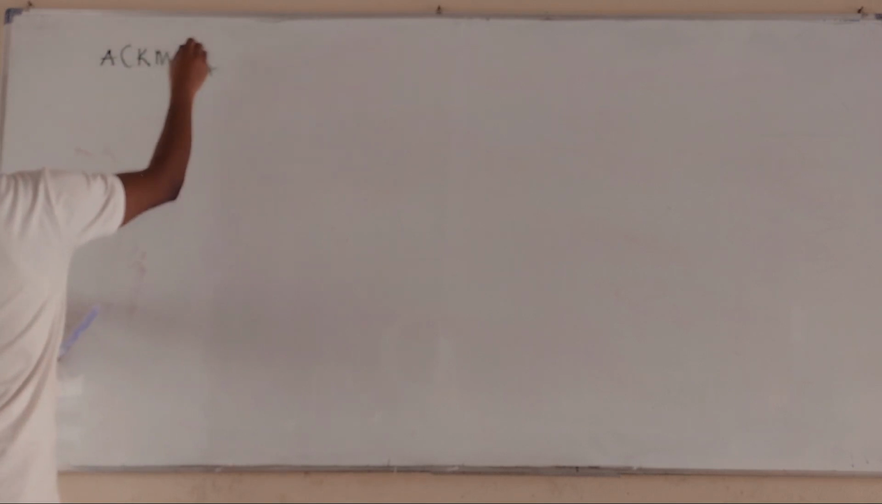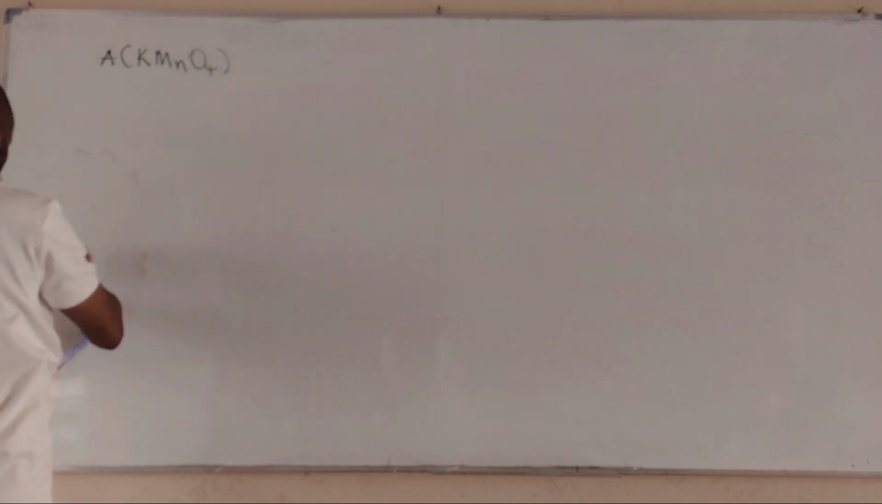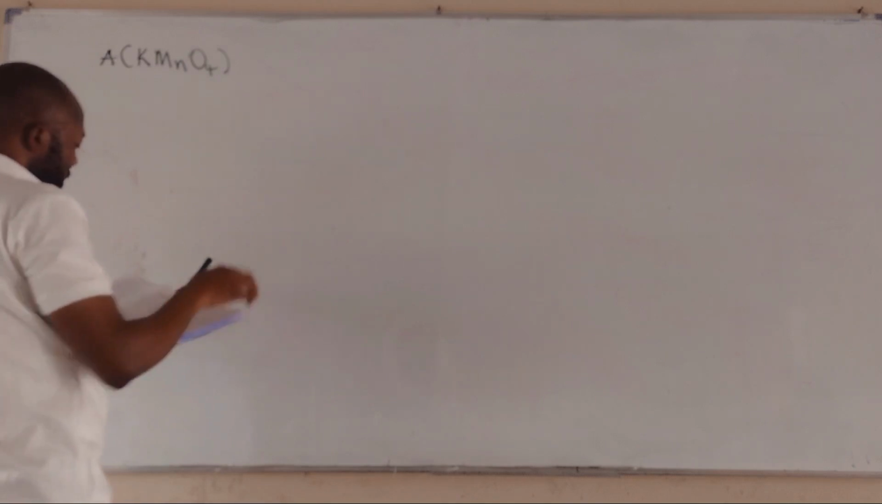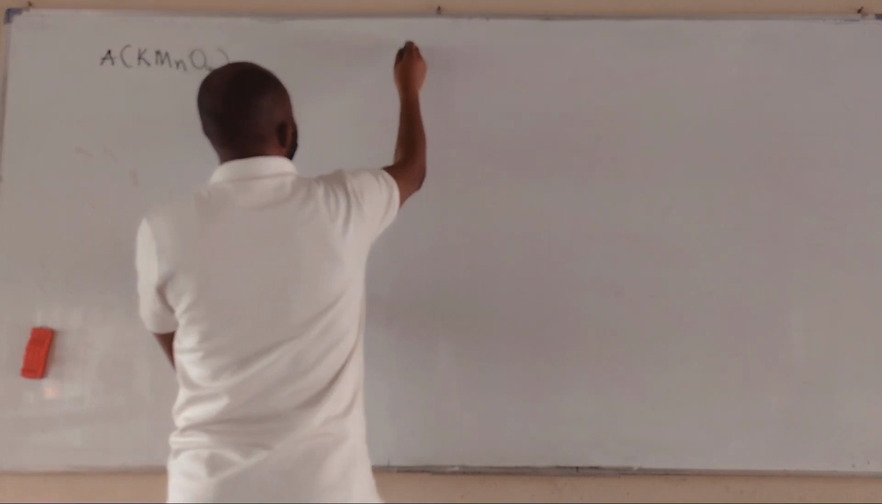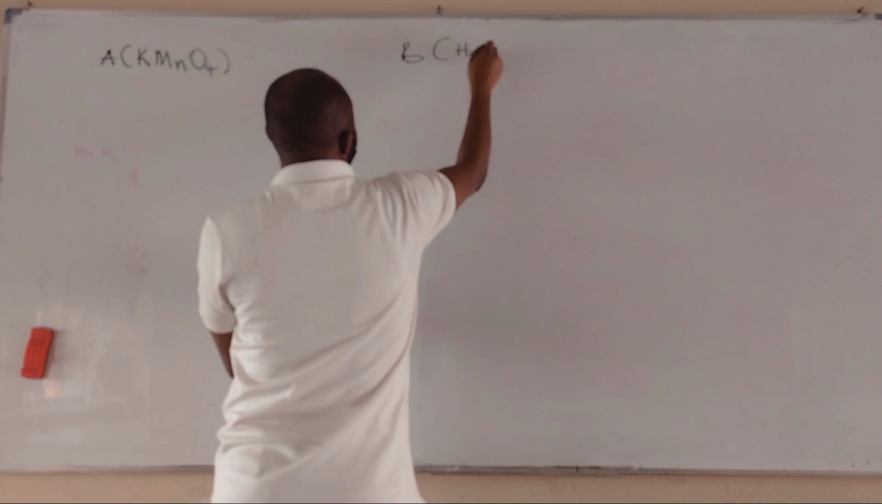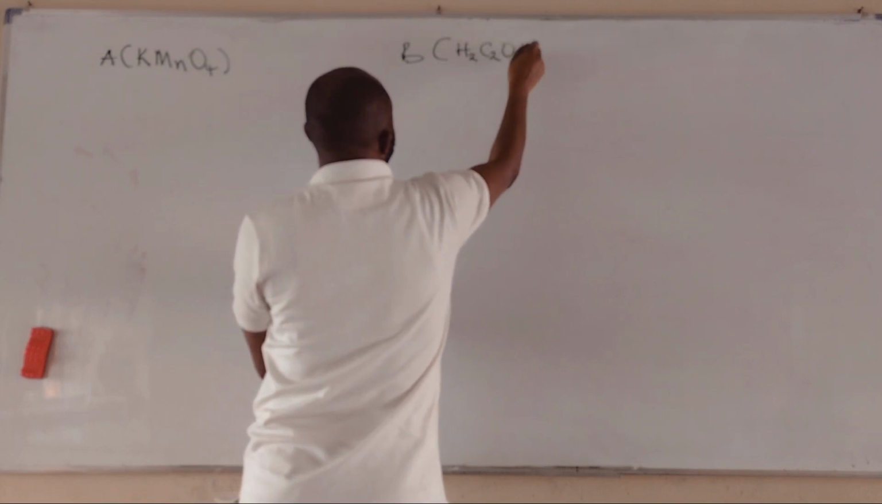A is a solution of KMnO4. This is A, KMnO4. A is a solution of KMnO4. B is of ethanedioic acid, H2C2O4.